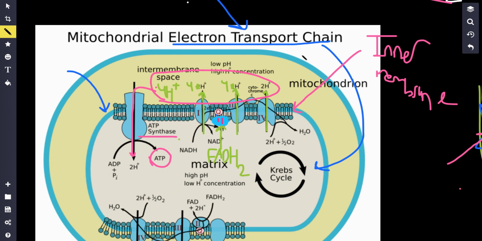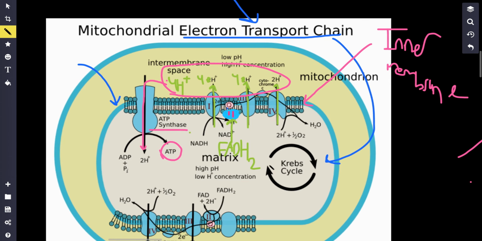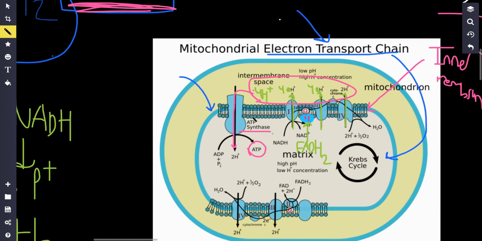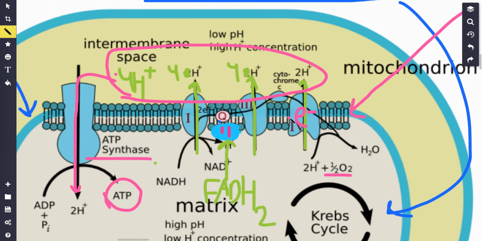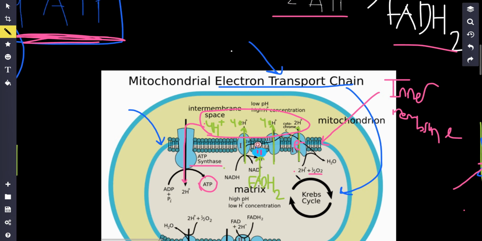Now we actually have to take into account one last thing. So remember how we have electrons in the electron transport chain? Well, they need to connect to something, otherwise it's going to be like a traffic jam. The electrons are just going to get jammed in there. Something has to accept these electrons. And it turns out that it's going to be oxygen, and that's going to be combined with hydrogen ions.